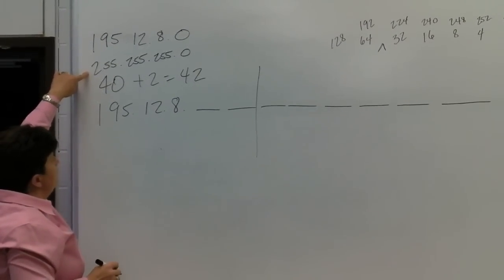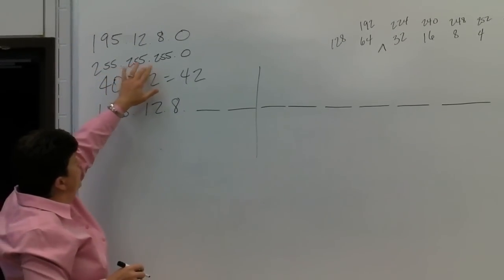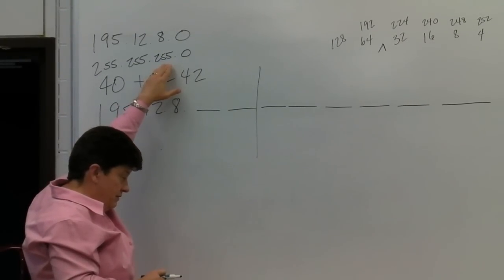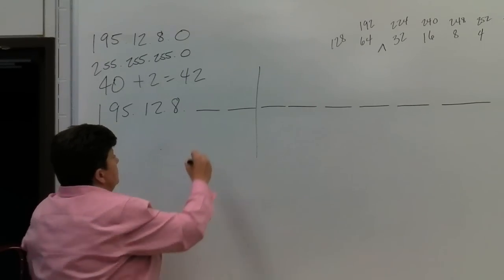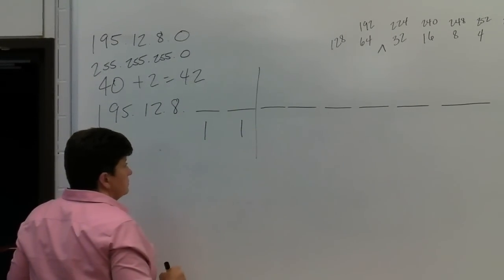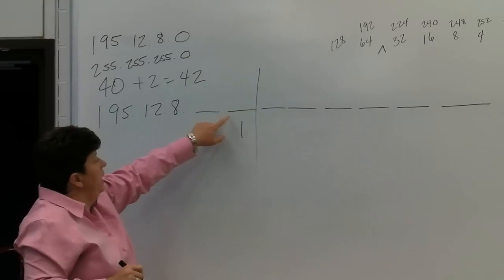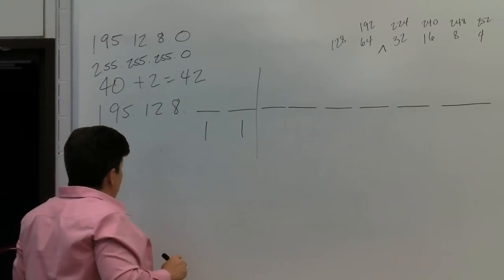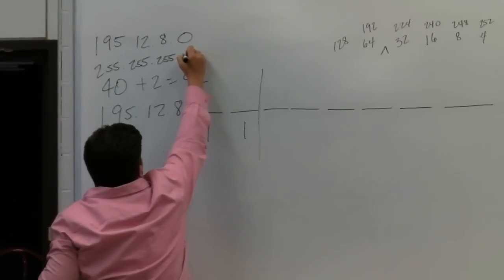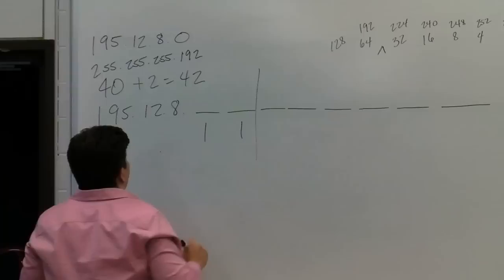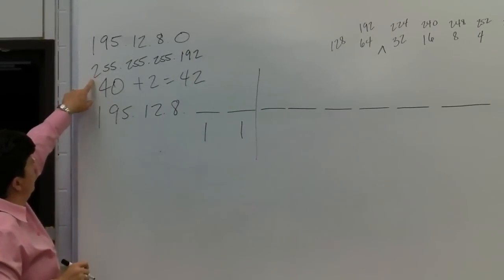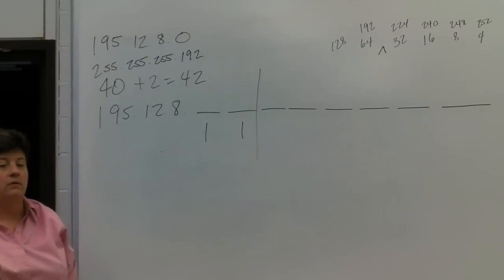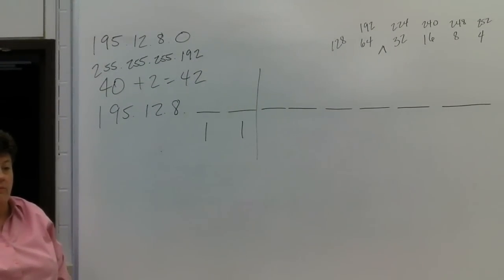I started with the default mask of 255, 255, 255. What is my new subnet mask? It would be a 1 here and a 1 there. 128, 64 is 192. So my new subnet mask is 255, 255, 255.192. Okay? Y'all alright with that?